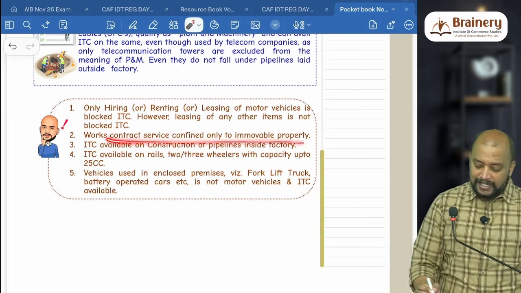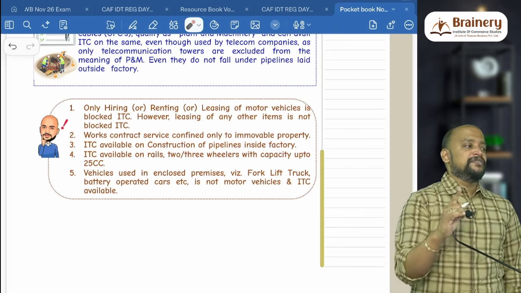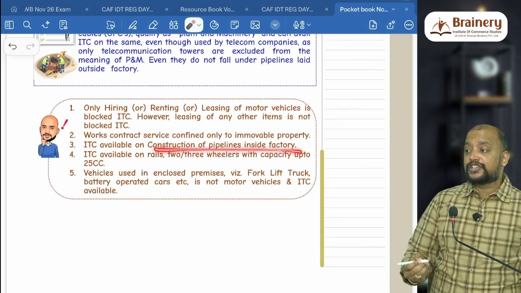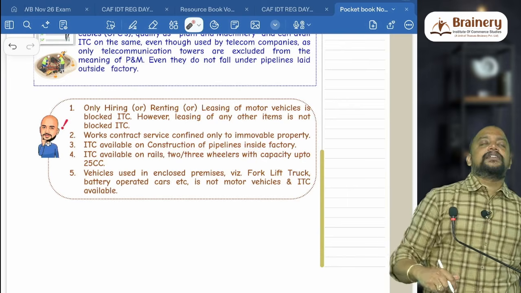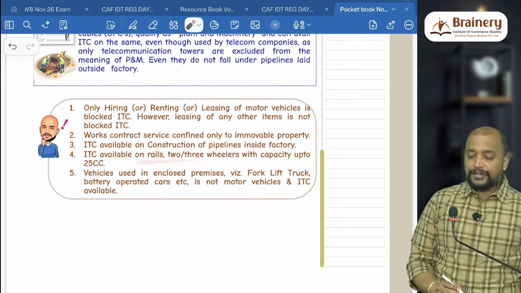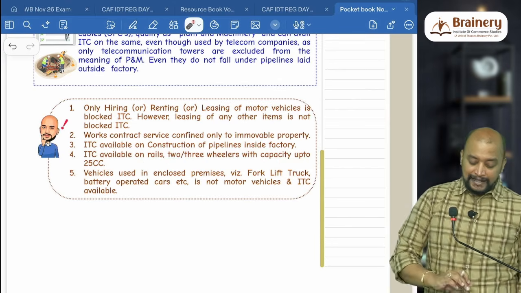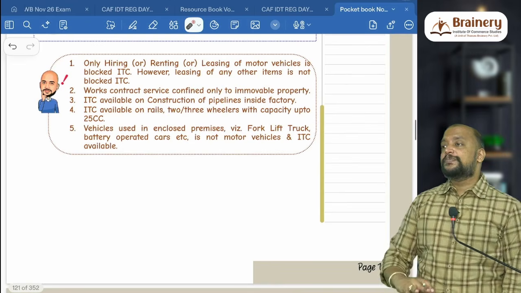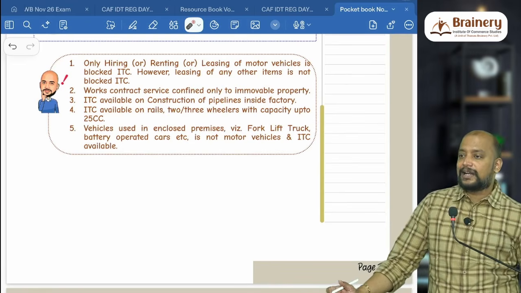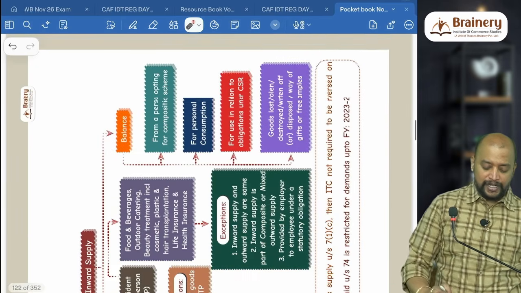Then works contract service is confined only to immovable property. For movable property we will never call it works contract service. ITC is available on construction of pipelines inside the factory. The restriction is only on pipelines outside the factory. And ITC is available on 2-wheelers and 3-wheelers with a capacity up to 25 cc. Then vehicles used in enclosed premises, like forklift trucks or battery operated cars, etc., they can definitely take ITC because again that is not a motor vehicle.